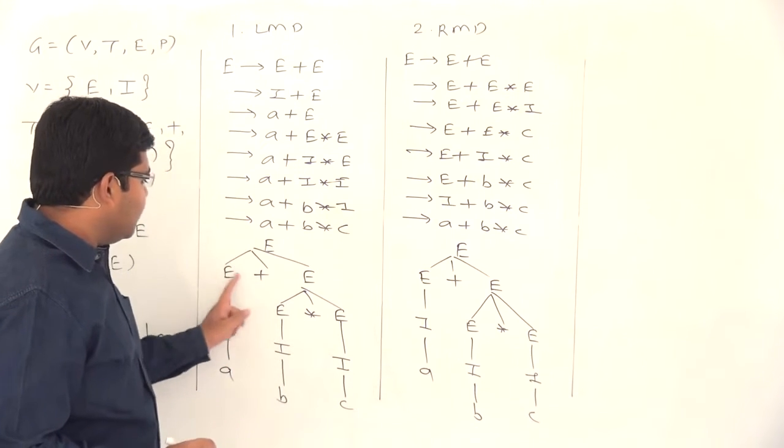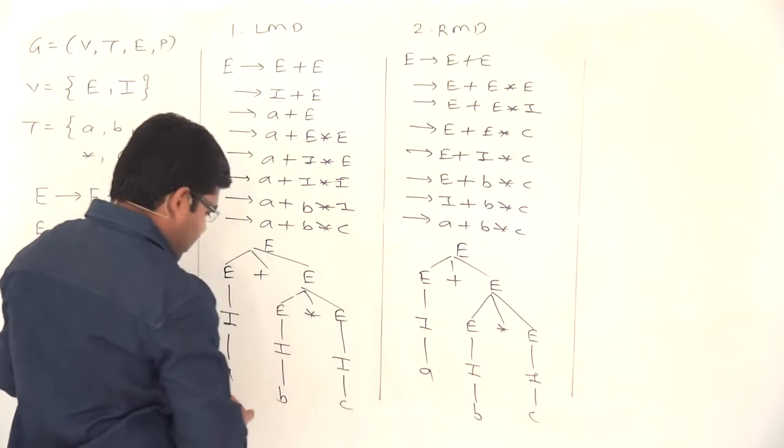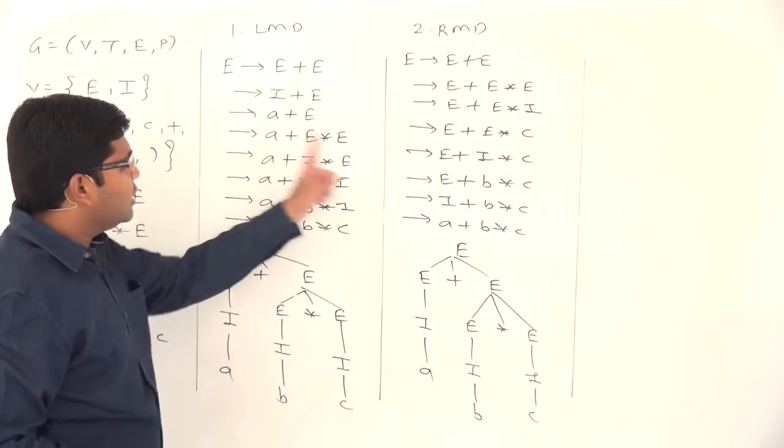Okay, it is E plus E, again E plus E, I, E multiplied by E, a, I, b and c. So these two derivation trees are exactly the same, even though the derivations are different.